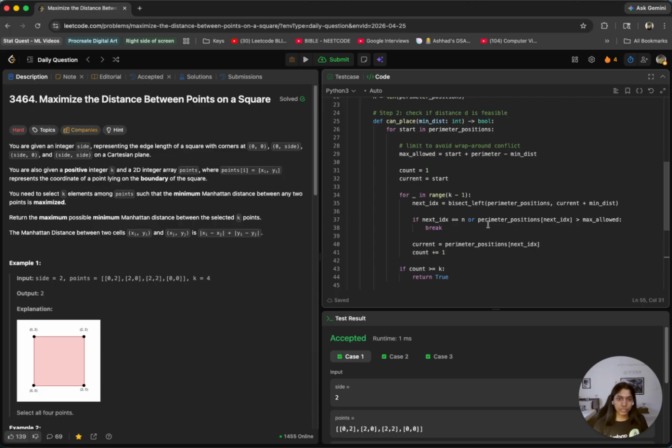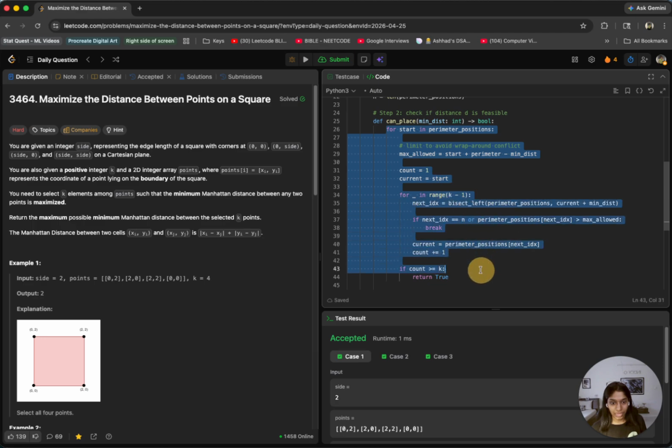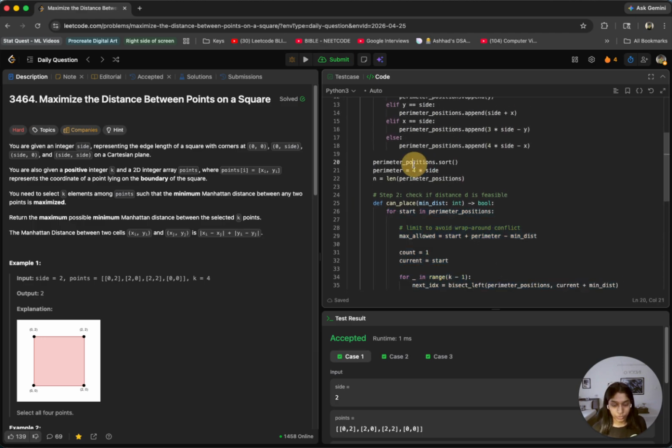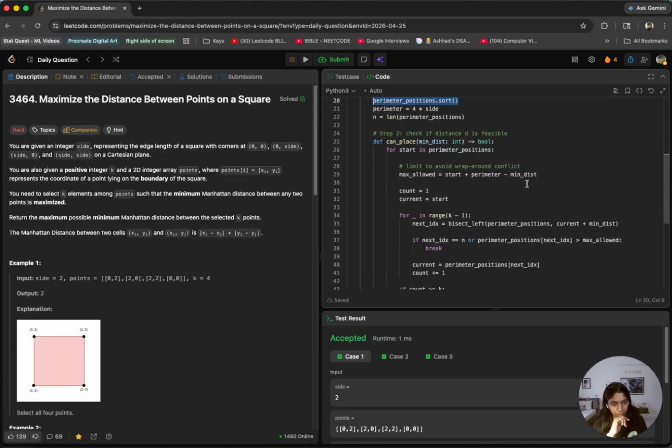Okay, so let's look at this. We want to check if that minimum distance D is actually possible. And now what we do is, for every position in perimeter positions. Perimeter positions was from this square here, right? So it could have been jumbled up based on the way we took those points or how the points were given. So we want to go ahead and sort that because that's going to be useful for our later binary search. We're going to do a bisect.